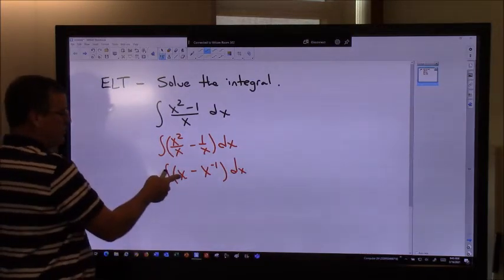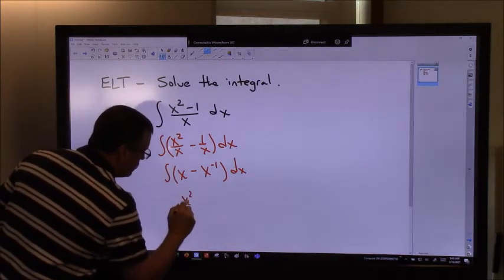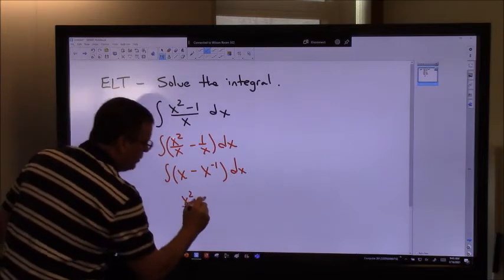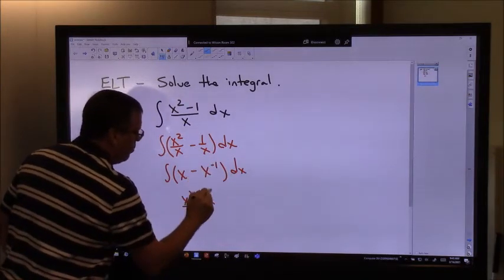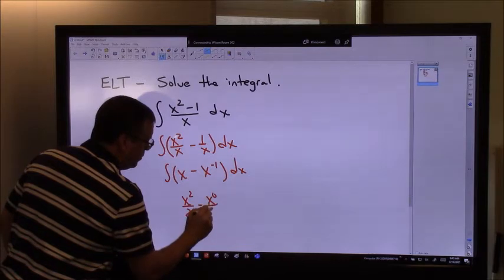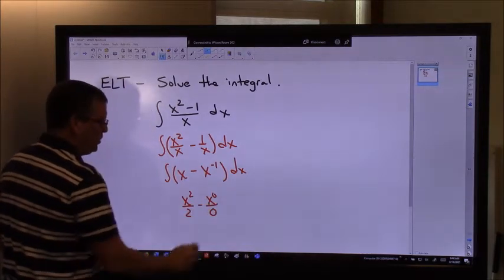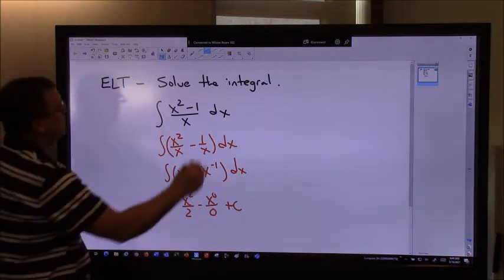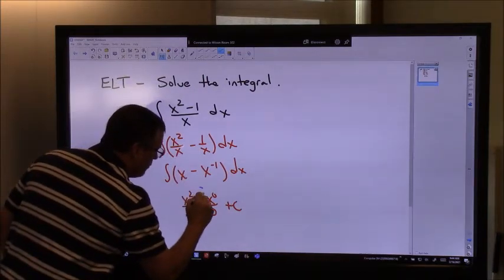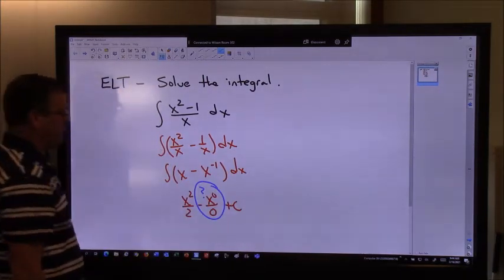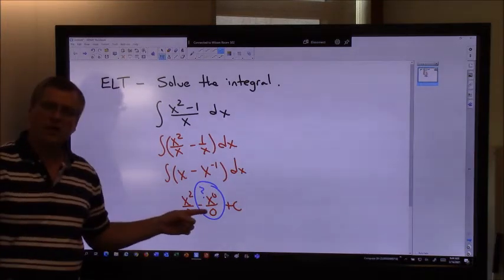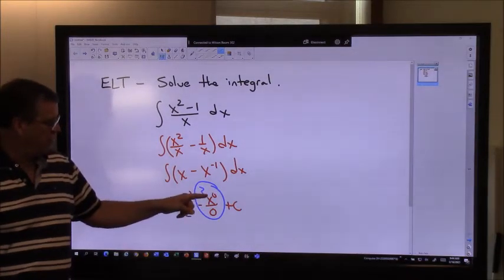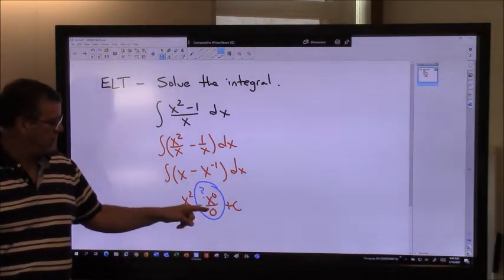And so then we add 1 to the exponent and divide by the new exponent, so that would be x squared over 2 minus, I'll add 1 to this exponent, so I'm going to get x to the 0 power over 0, plus c. And I look at that and I think to myself, what am I going to do with that? Because you can't have 0 in the denominator, right? That's already undefined. We know that anything to the 0 power is 1, but 1 over 0, that doesn't work.